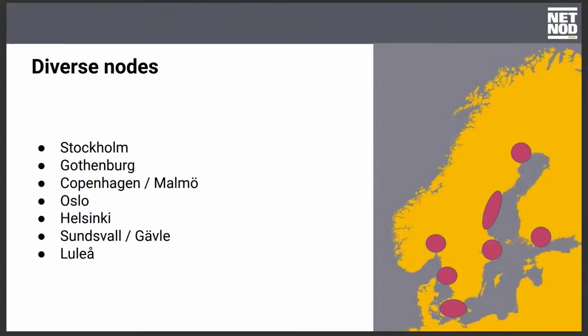So the way we look at things at NetNode is that we have diverse nodes. And these are the diverse nodes we have in Stockholm, Gothenburg, Copenhagen, Malmö, Oslo, Helsinki, Sundsvall, Gävle, and Luleå. Each one of these are independent of each other.